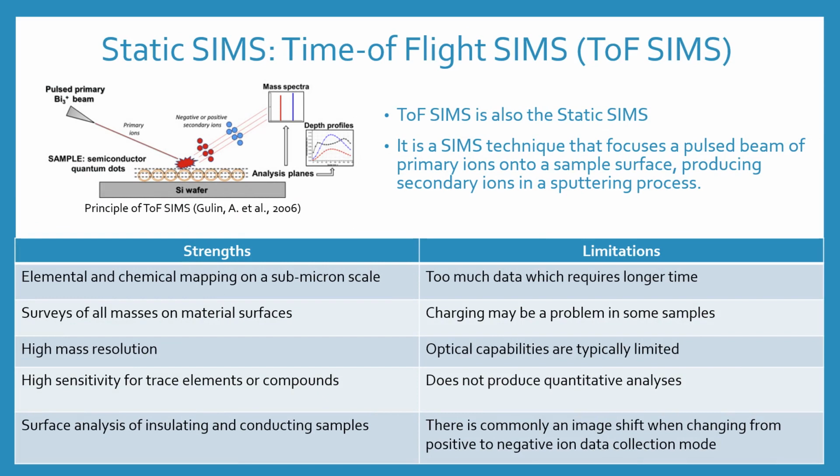It is a SIMS technique that focuses a pulsed beam of primary ions onto a sample surface, producing secondary ions in a sputtering process. There are strengths and limitations in using TOF SIMS. The strengths and limitations are shown in the table for comparison.